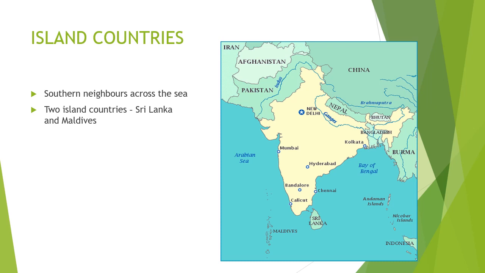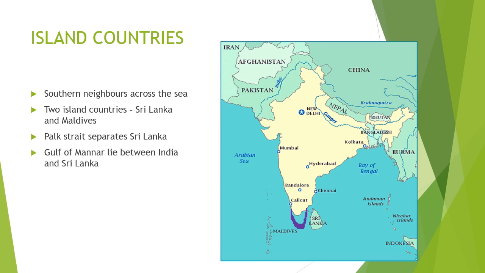Now, when we talk about Sri Lanka, we all know that Sri Lanka is our southern neighbor. Sri Lanka is separated from India through a narrow channel of water body which is called Palk Strait. This narrow channel of water body is called Palk Strait, which actually separates India and Sri Lanka. In fact, in this area there is also the Gulf of Mannar. Now, the Gulf of Mannar also lies between Sri Lanka and India.